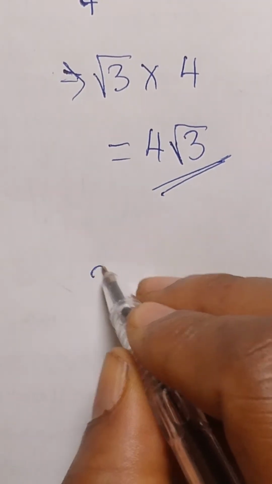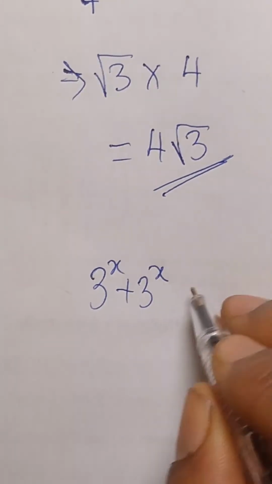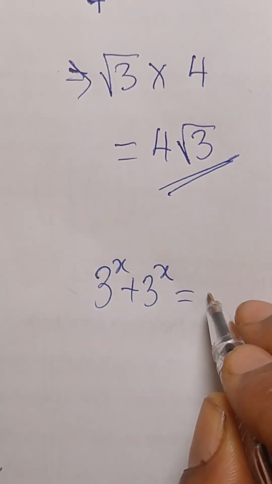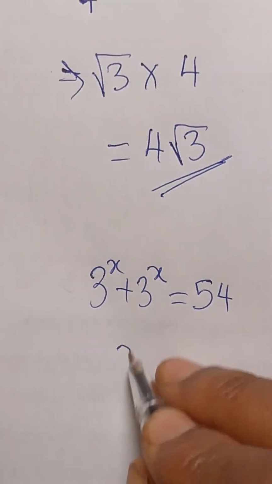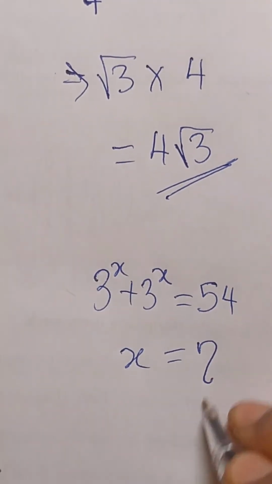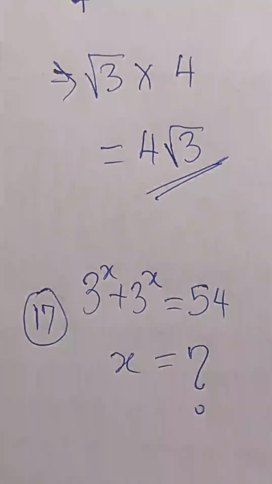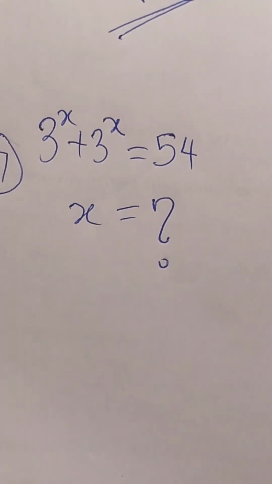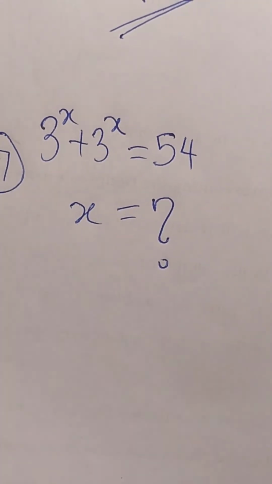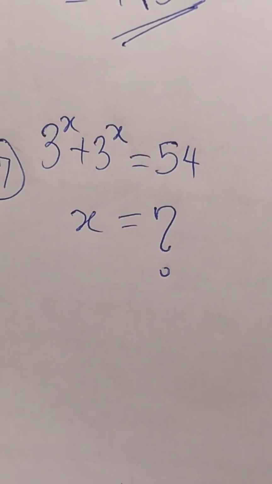We have 3 raised to the power x plus 3 raised to the power x equal to 54. X is equal to what? So this is question number 17. All right. 3 raised to the power x plus 3 raised to the power x equals to 54. X is equal to what? Let's solve this and see our answer.